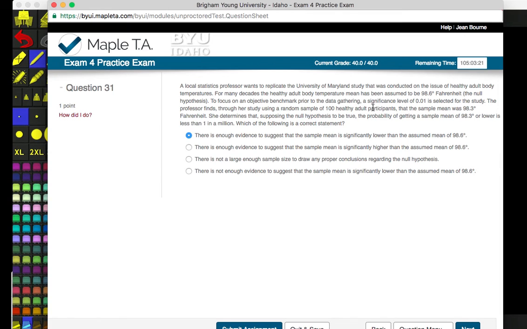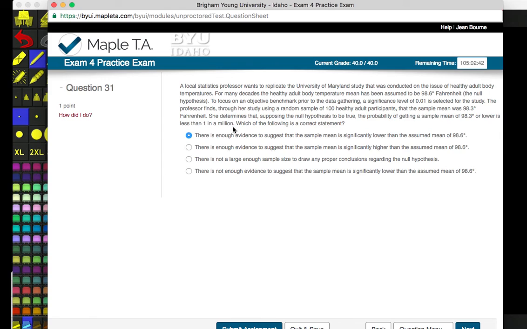These are kind of complicated words, and it's not a super clear problem. Anyway, a significance level of 0.01 is selected for the study. That means less than 1%, less than 1 out of 100, right? The professor finds through her study using a random sample of 100 healthy adult participants that the sample mean was 98.3. She determines that supposing the null hypothesis to be true, the probability of getting a sample mean or lower is less than 1 in a million.